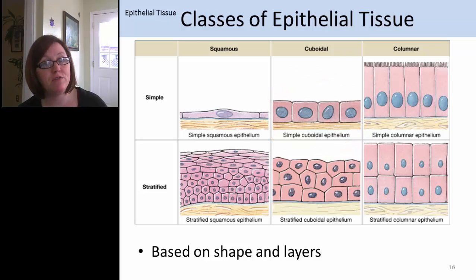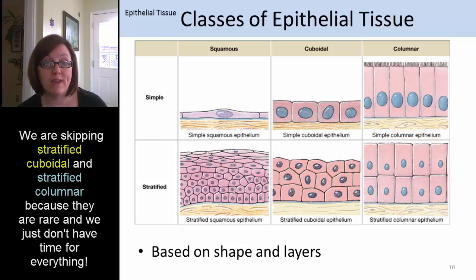Below that we see stratified cuboidal epithelial tissue, and in this particular picture we see three cell layers from apex to base. For our class, we will not be studying stratified cuboidal epithelium. Next we have the columnar epithelial tissues. We see the simple columnar, one cell layer thick from apex to base. And then we have the stratified columnar. In this picture we see two cell layers from apex to base. For our class, we will also not be studying the stratified columnar epithelial tissue.